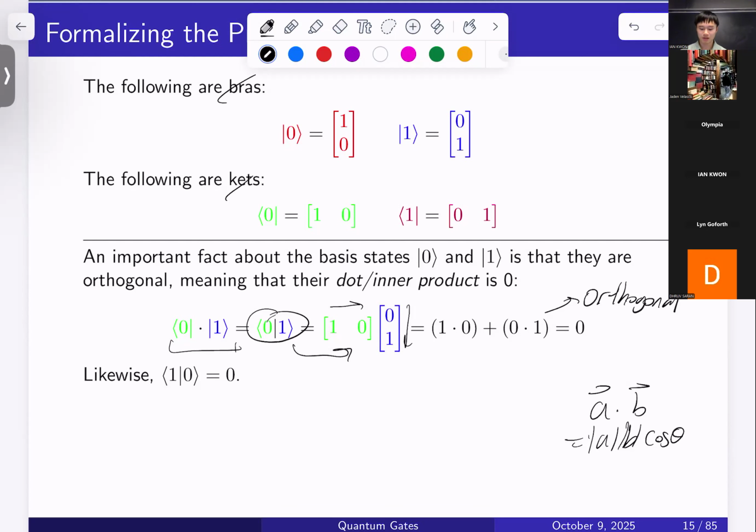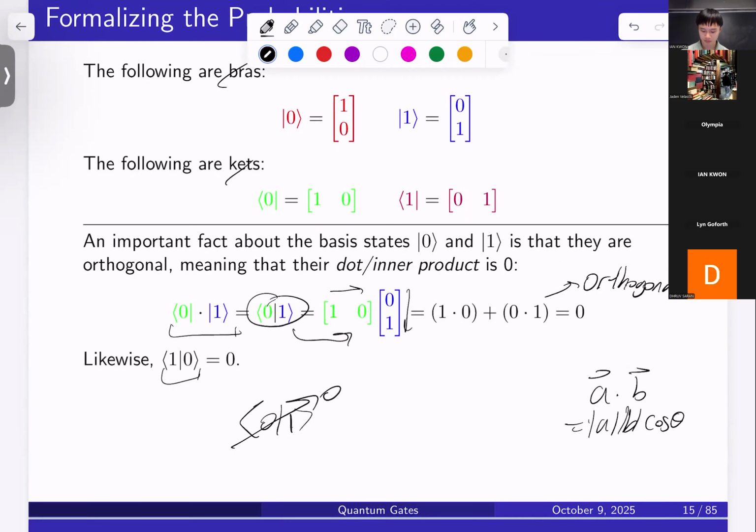This is a fact we'll make use of as we develop matrices and how they might act on kets. It'll be useful to know that these are orthogonal states. So whenever we see some expansion that includes terms like this, we can just cross it out to 0. The same goes for 1 and 0.